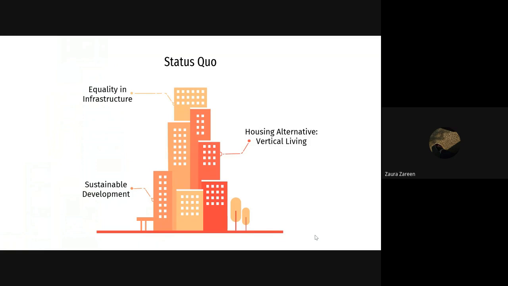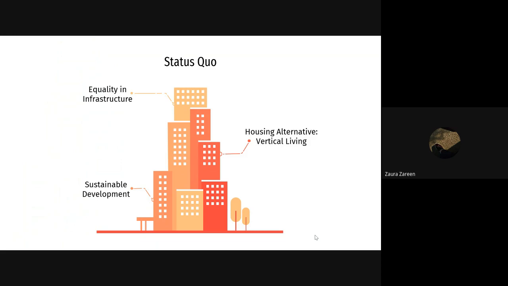Now, before I get into the numerical method and the fluid mechanics aspect of this discussion, I would like to lay out the status quo, or the current circumstances that we're facing in modern society in terms of skyscrapers. So, what is up with skyscrapers? The number one example that I put here is equality in infrastructure. The demand for vertical living, or the demand to establish tall buildings, is at an all-time high because we're approaching this general idea of a modern society.